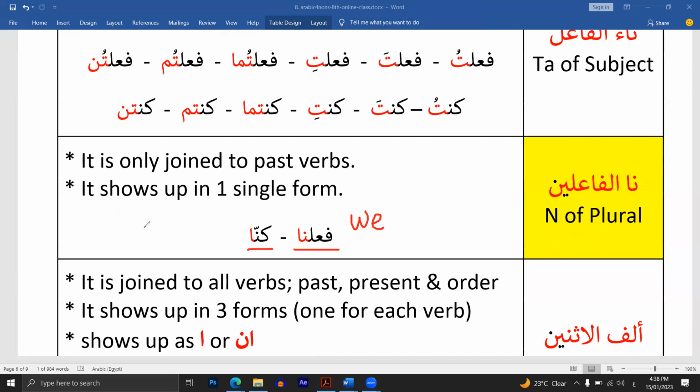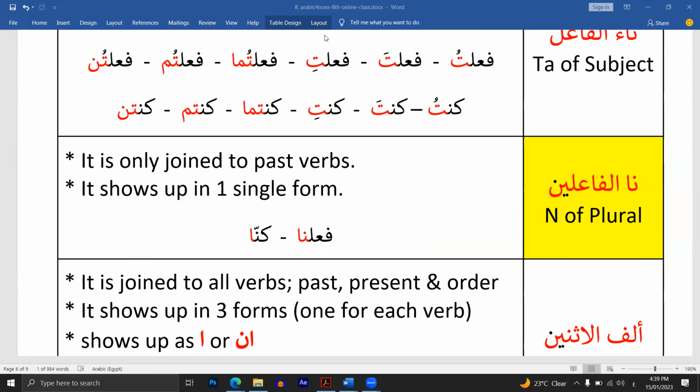كنا, we were. Sorry about the handwriting. Okay, what is the difference? Here, na is the subject of this verb. But here, if I want to specify its location, na will be the noun of kana, اسم كان. Okay, this is the only difference.